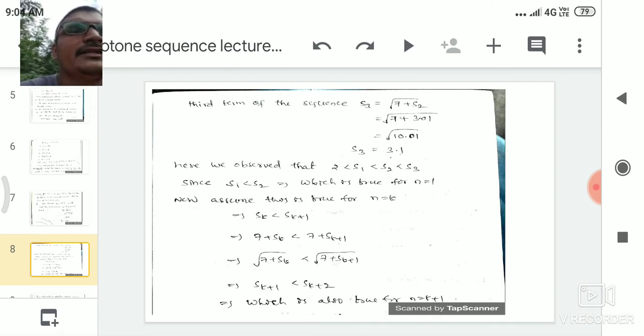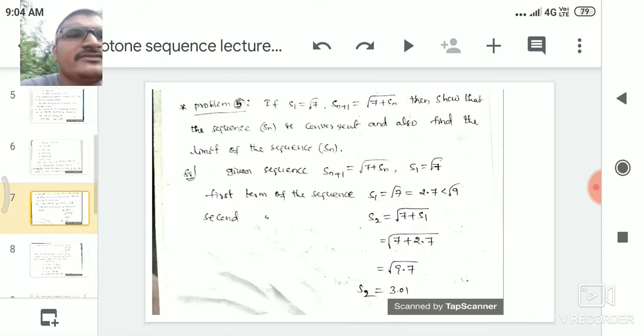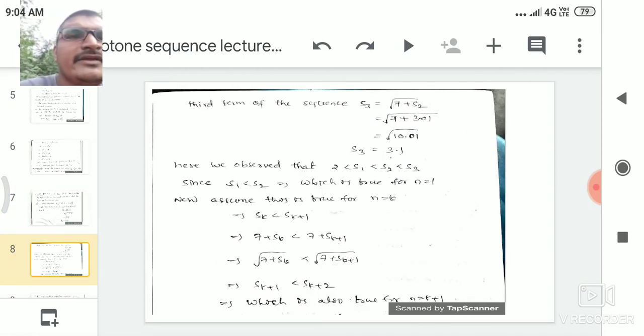Then here we observe that S1 is root 7, that is 2.7. So 2.7 is greater than 2. So for that here we observe that 2 less than S1 less than S2 less than S3.